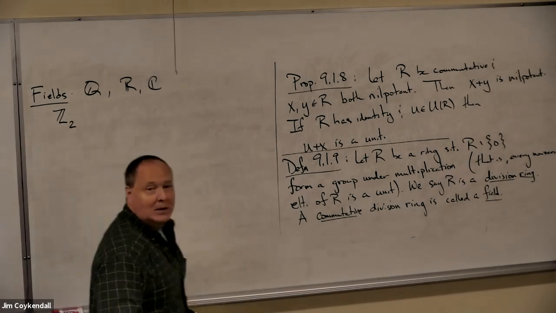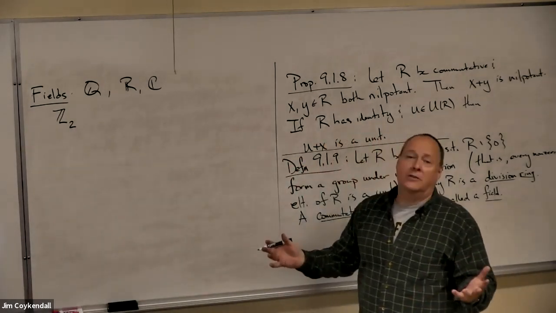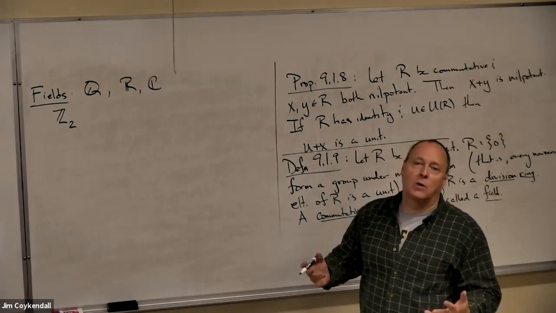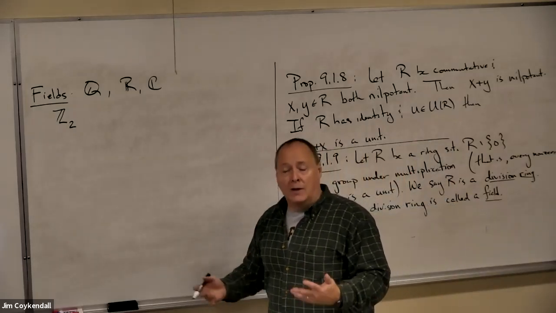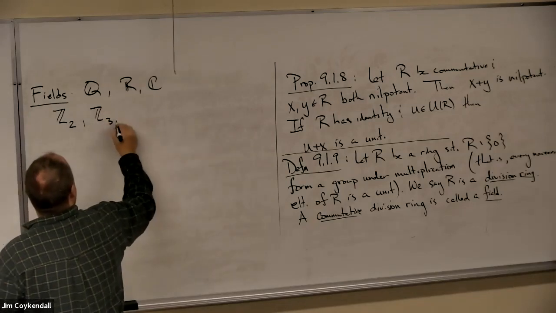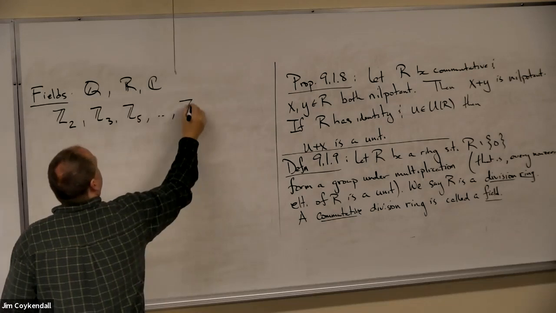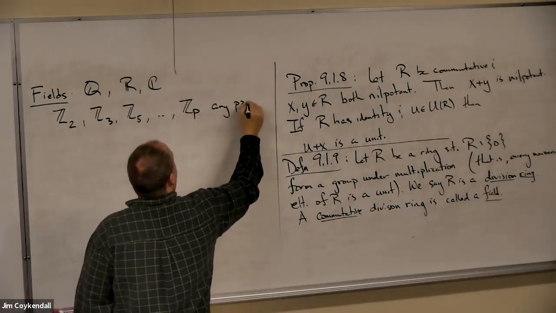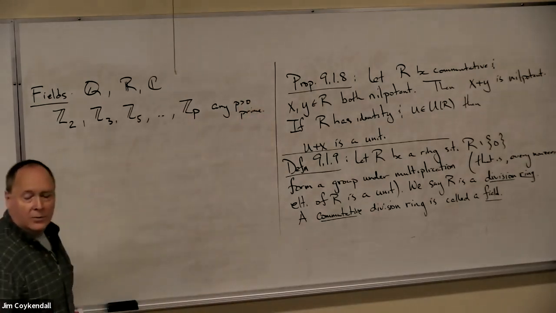How about Z2? This one's easy to wrap your head around, because look at Z2. What happens if you yank out zero bar? All you've got is one bar. That's a group under multiplication. This is a field. Every non-zero element is invertible. But so is Z3. You can check that. Z5. And in fact, Zp for any prime. These are all fields as well.